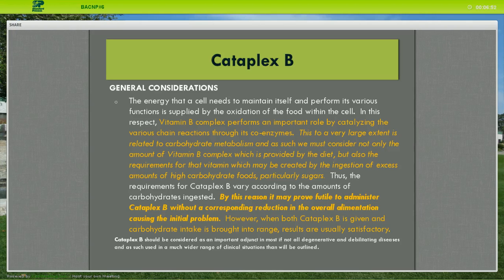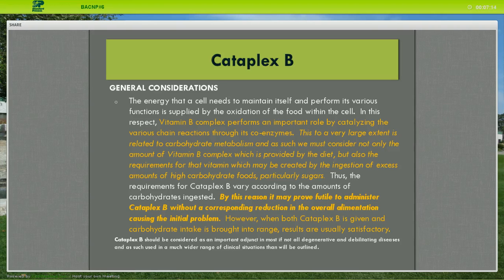So in this paragraph that I've highlighted, I think we could replace vitamin B complex with vitamin G complex. I think oftentimes when we talk about the B complex, you can include G as part of that process or that whole group.